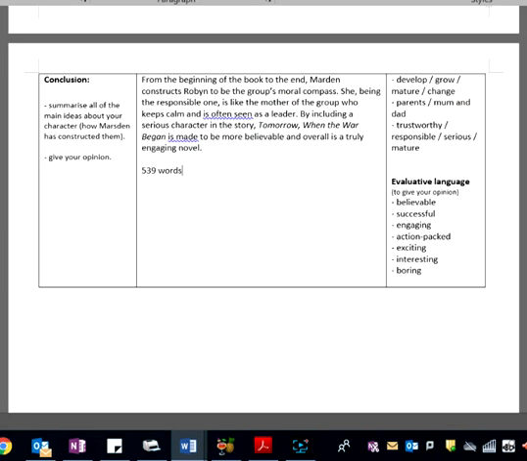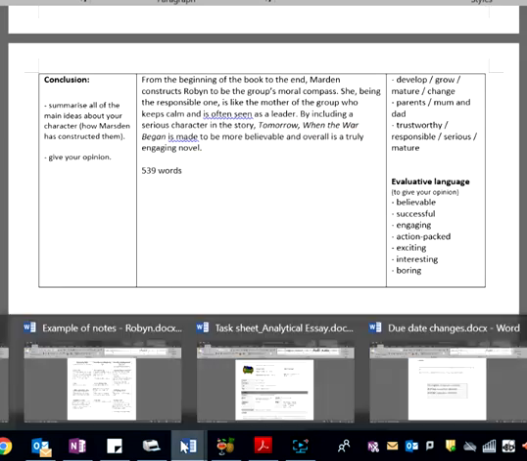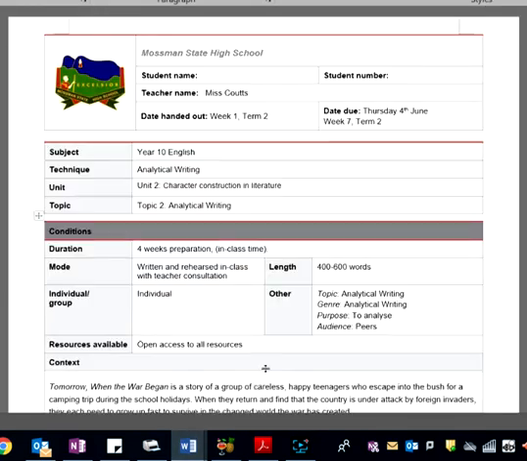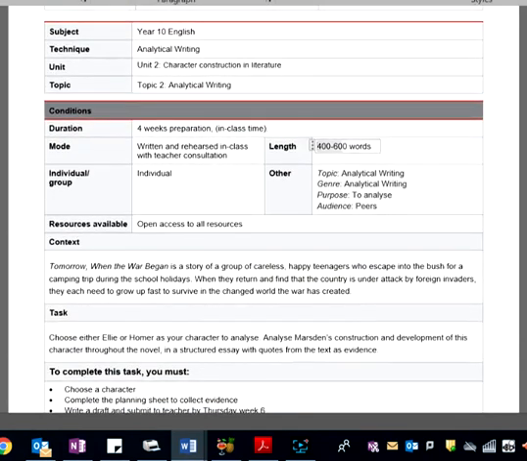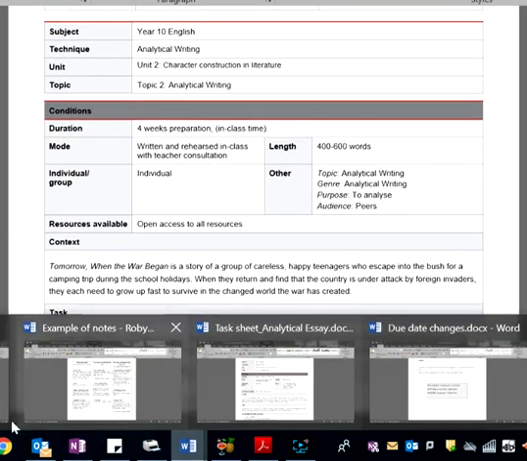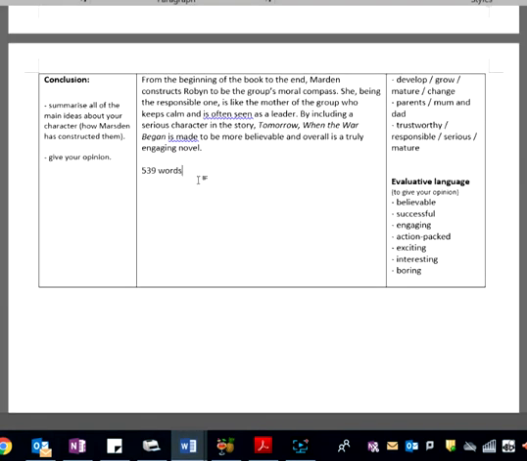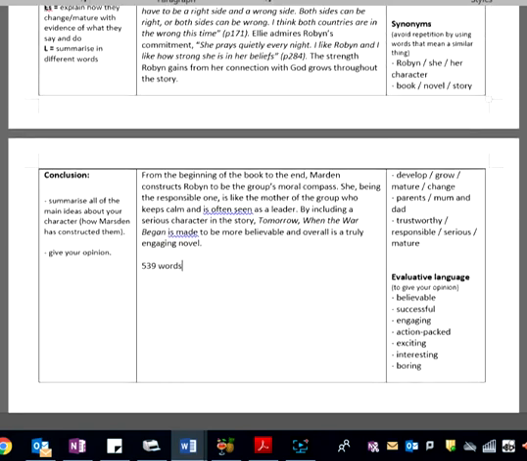Okay, this whole exemplar comes to 539 words. Now remember, if you go back and look at your task sheet, you needed to write between 400 and 600. And so I hope that in the exemplar, you're able to see that I'm pretty much smack bam in the middle of that word count, and yes, this would get an A.